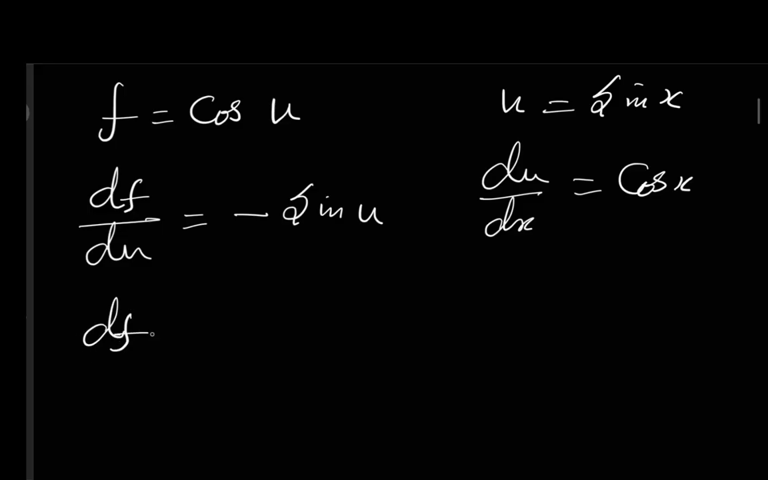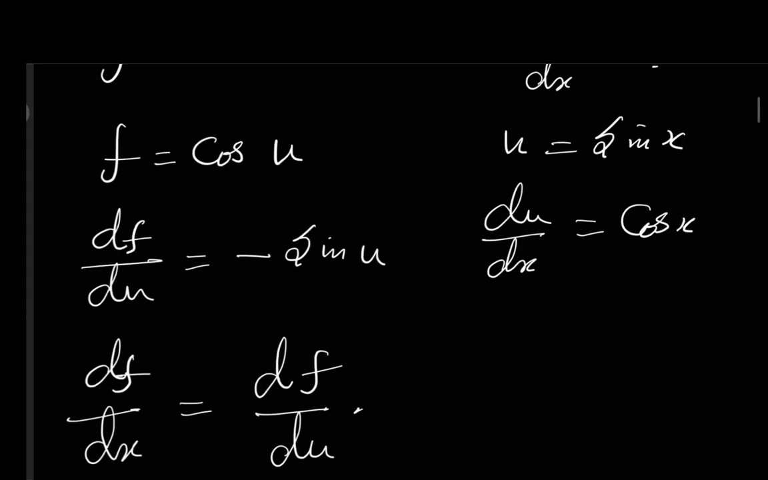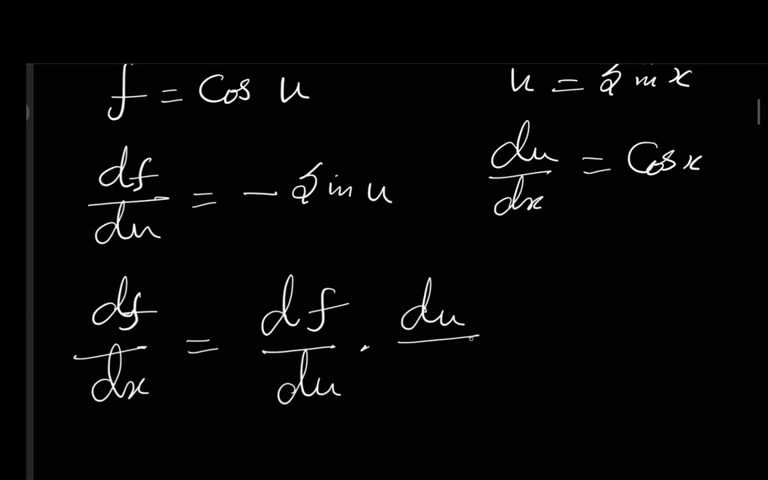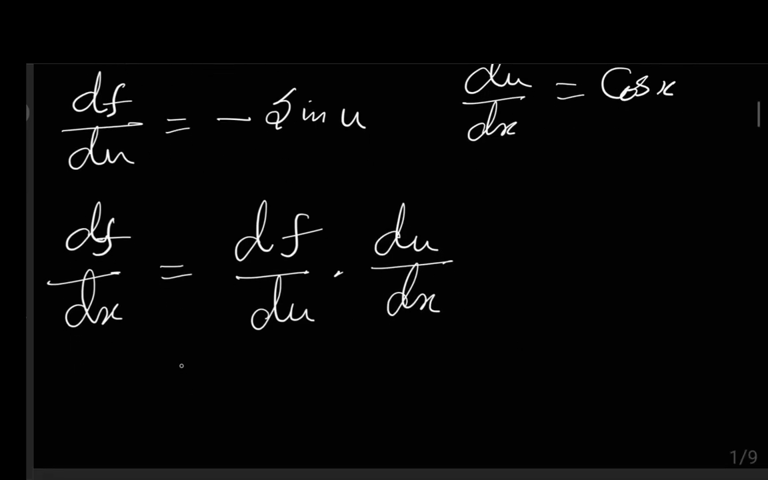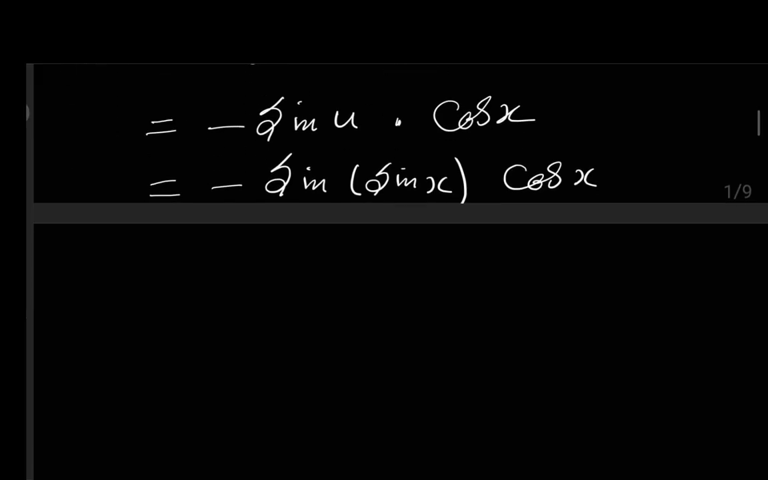Now come to the formula. df by dx you have to find. Since f is a function of u, we differentiate with respect to u. And u is a function of x, so differentiate u with respect to x. Substitute the values we got. Minus sin u into du by dx, which is cos x. Replace u. u is sin x. So minus sin of sin x into cos x. So this is your answer.